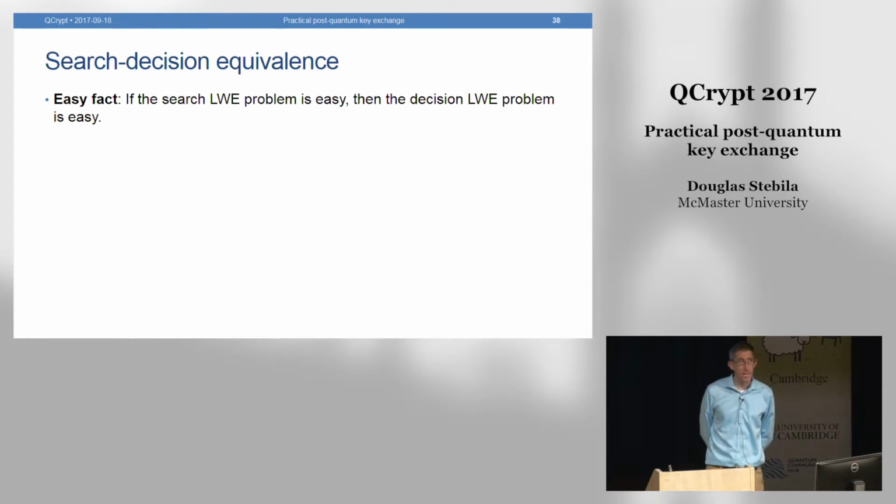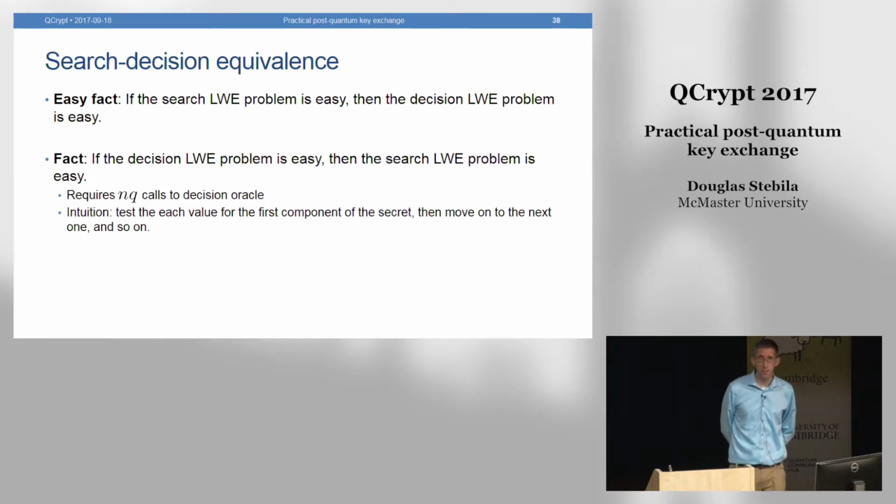But what's nice in this family is that the reverse is true. If the decision problem is easy, then it turns out that the search problem can be solved efficiently as well. It's a little bit more of an exercise to go through. It requires multiple calls to the decision oracle, but it can be done. The basic idea is that we can work through the secret vector one component at a time and figure out what each component is without having to solve the entire thing at once. So we solve one component and then move on to the next component of the vector and so on. And so this means that when we build a crypto system out of learning with errors problems, we can use the search problem or the decision problem, and we have more or less the same difficulty for the adversary.